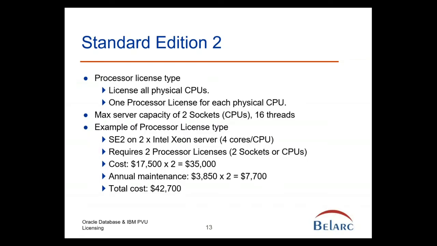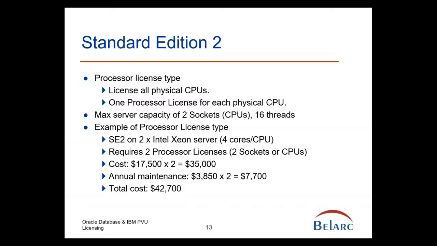Similarly, Standard Edition supports processor licensing as well. Again, you need to license all of the physical CPUs, but now we're only talking about the CPUs themselves. You don't have to worry about cores, and you don't have to worry about core factors. There's a maximum capacity which you cannot go beyond. That's one way that the power of this edition is limited.